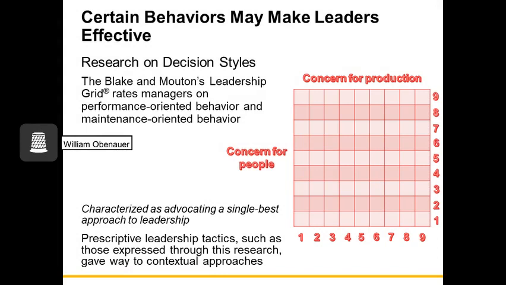The final component to behavioral leadership that we'll discuss here is the Blake and Mouton leadership grid, which rates managers on performance oriented behavior and maintenance oriented behavior. The challenge with this grid is that it treats leadership as having a single best approach, such as a score of 9-9.